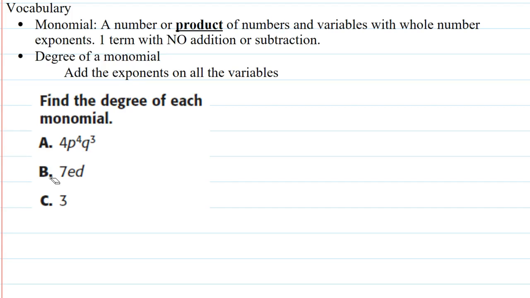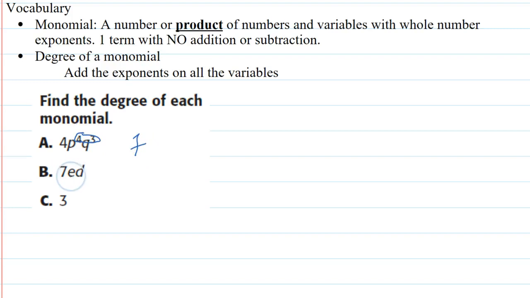Now, the degree of a monomial, you find that by adding the exponents on all the variables. So we have three examples of monomials. Notice, no addition, no subtraction, all three are monomials. Now, if I want the degree of the monomials, I simply add up the exponents. I have a 4 and a 3. So the degree of this monomial will be a 7.